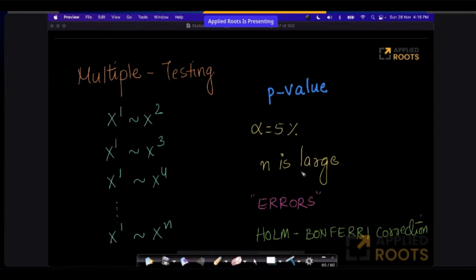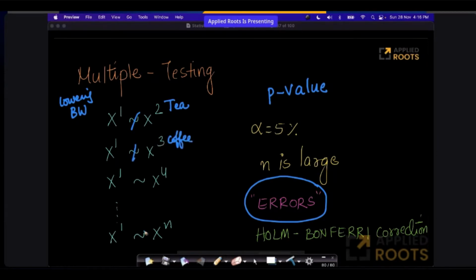Because any statistical test will have type 1 and type 2 errors. It could so happen that you say lowering body weight is not related to drinking tea. It's not related. Lowering body weight is not related to drinking more coffee. You're doing these experiments, right? Most of them will turn out false.